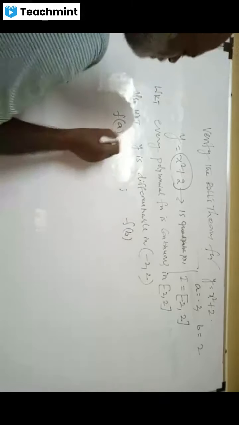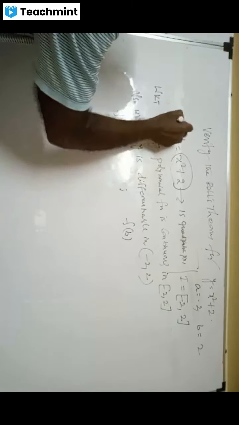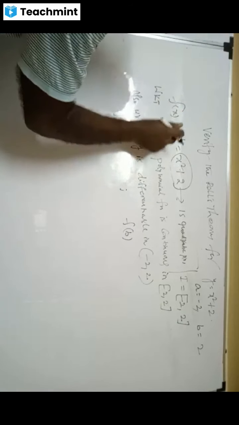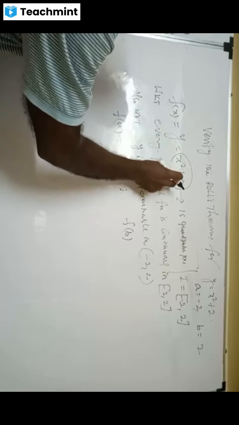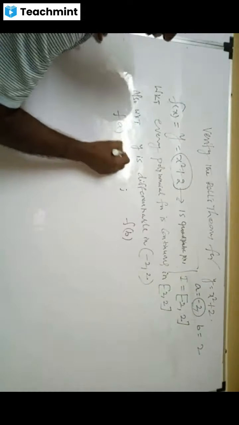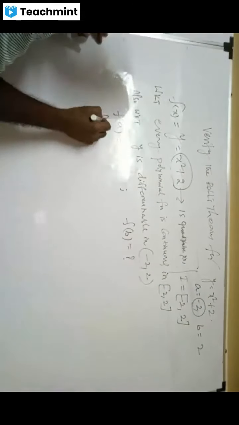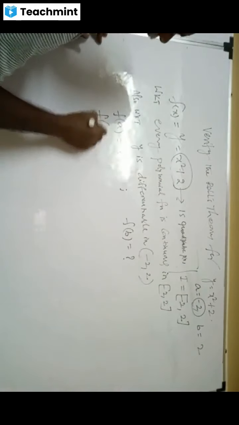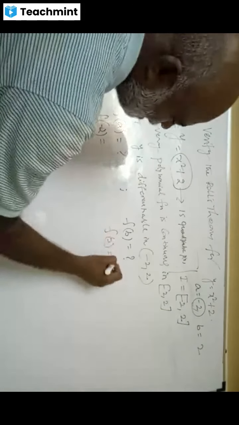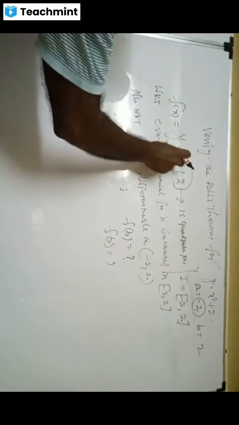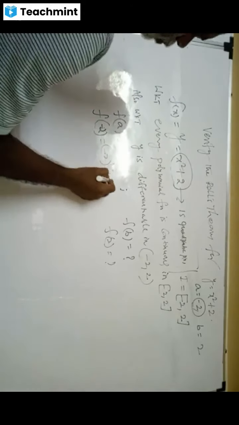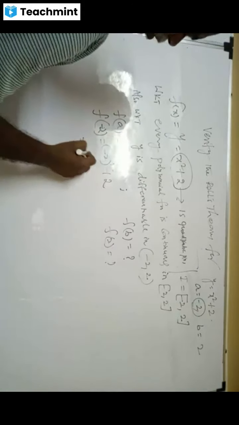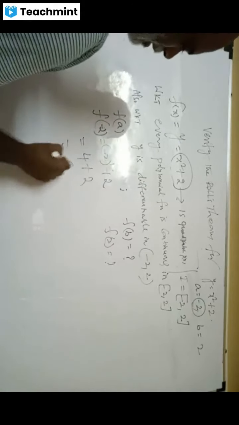Verify whether f of a equal to f of b or not. What is f of a? y is nothing but f of x, so f of a is a square plus 2. What is a here? -2. Find f of -2 and f of 2. f of -2 is (-2) whole square plus 2. (-2) whole square is 4, plus 2, that is 6.